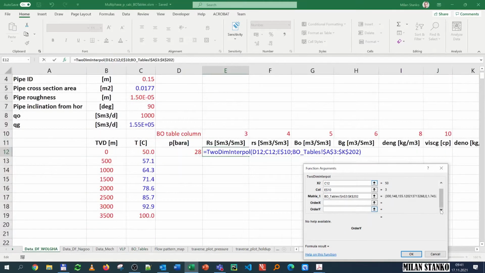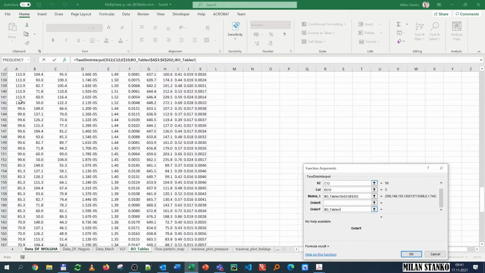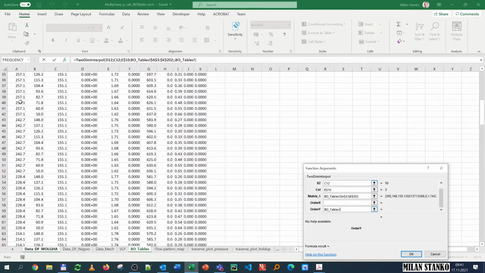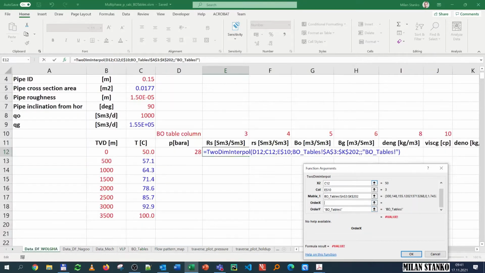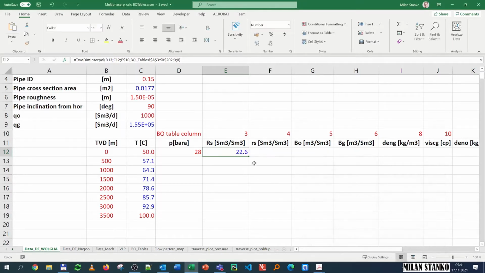And this is an order that is saying in which order are the pressure and the temperature, if it's ascending or descending. Here you see it's descending, from bigger to smaller, and the temperature is also from bigger to smaller. So that order I have coded inside, and it's supposed to be 0 when it's descending. And you see here you find 22. Let's see if that makes sense. You have a pressure of 28 and a temperature of 50.